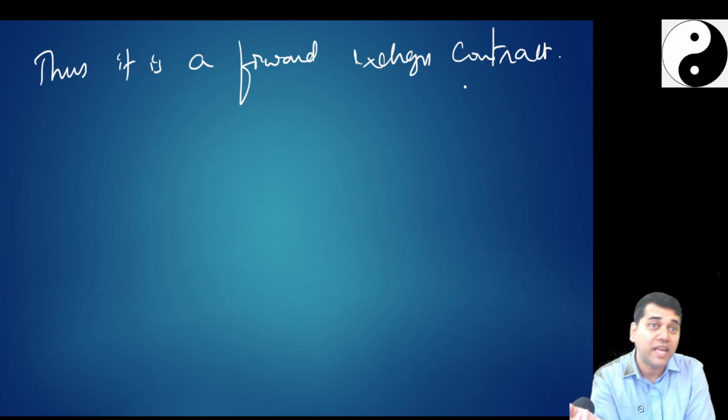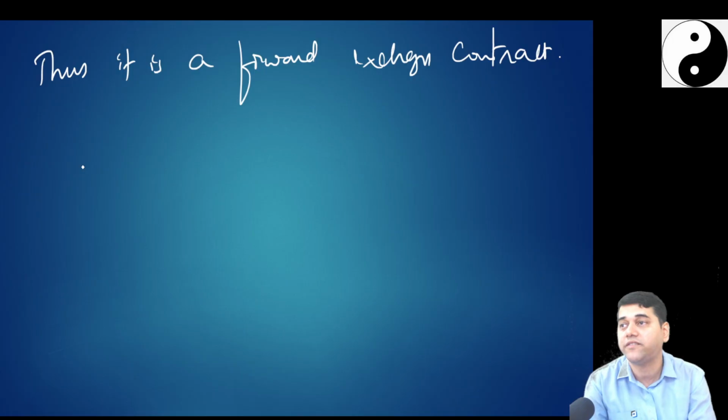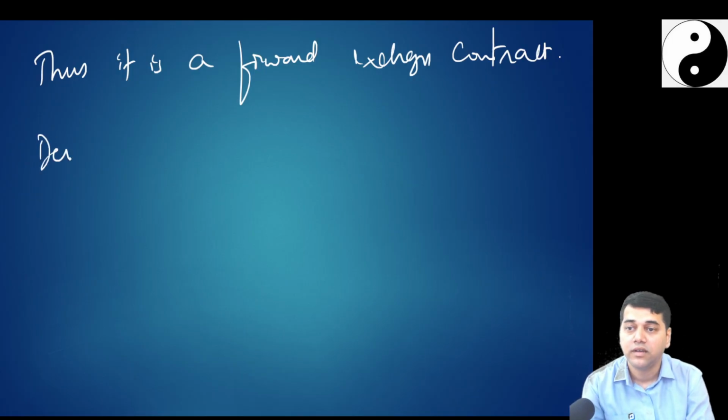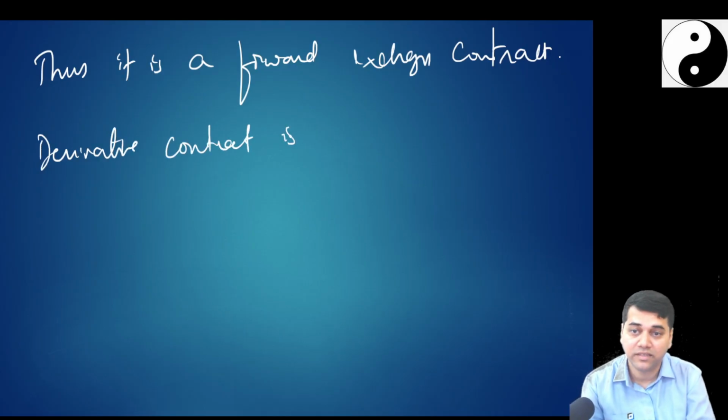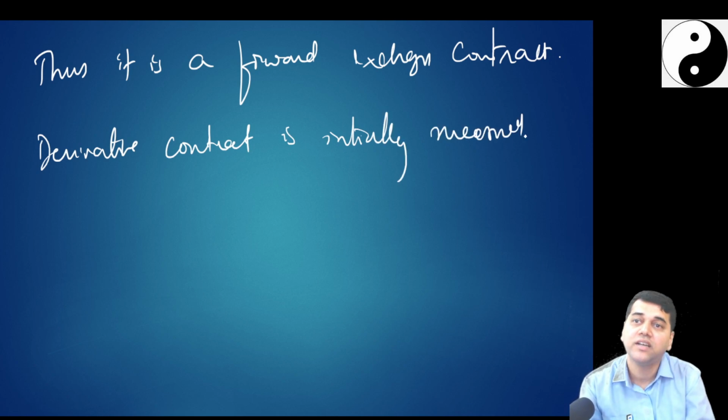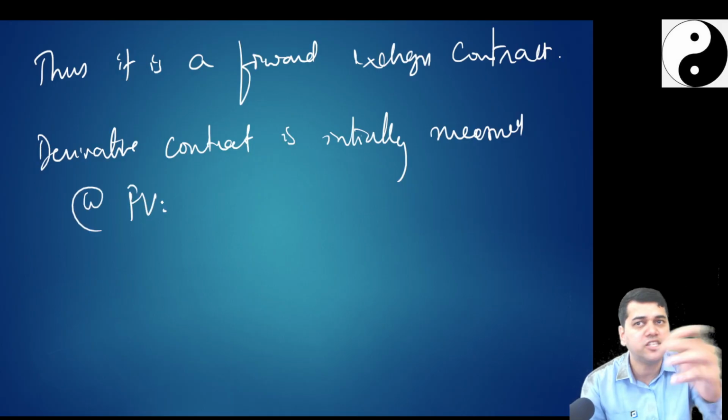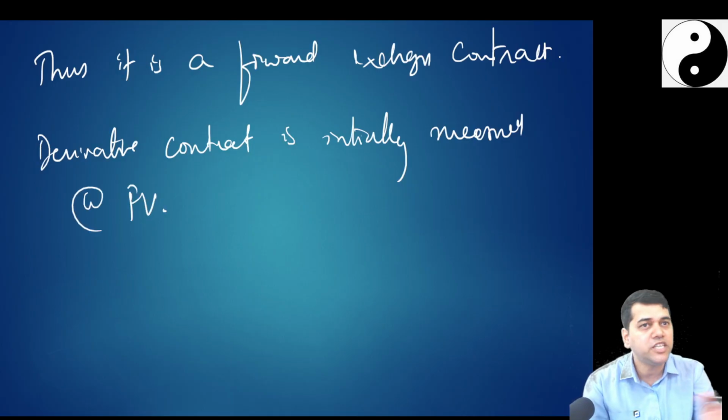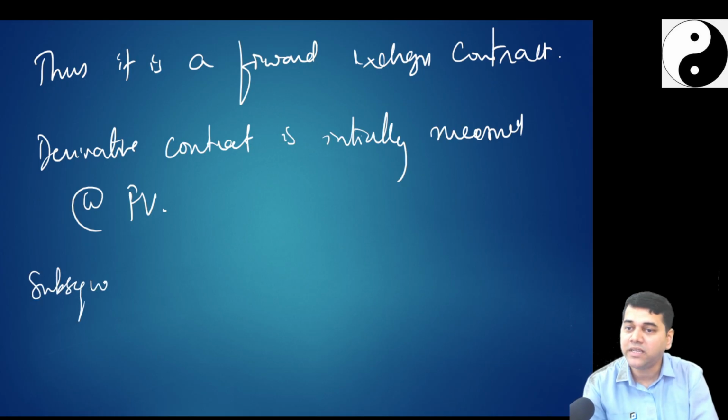Second, recognition and measurement. How do you measure the derivative contract? That is classification. A derivative contract is initially measured at fair value. Any financial instrument for that sake will be initially measured at fair value. And what is the fair value of this contract? 0, because I didn't pay anything. How is it classified subsequently?